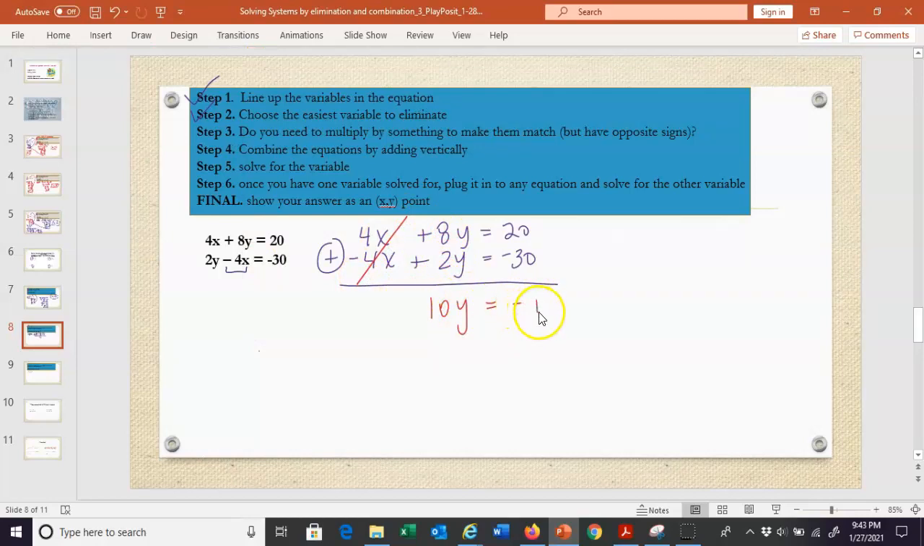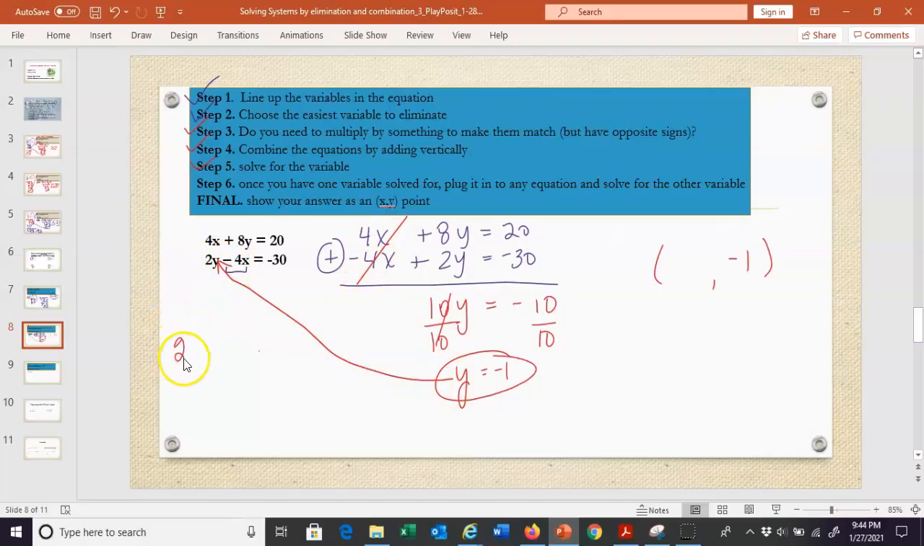And you get negative 10, right? And then we'll divide both sides by 10. Y equals negative 1. There we go. There's our y value. And to get our x, look, we just did step 3, 4, and 5. Once you have one of the variables, in this case we found y, just take it and plug it in anywhere else. How about there? 2 times negative 1 minus 4x equals negative 30. Let's solve for x.